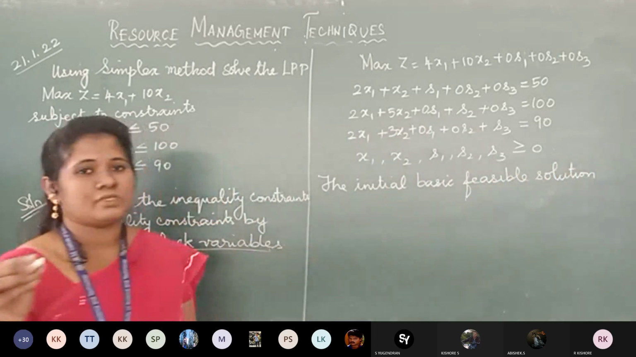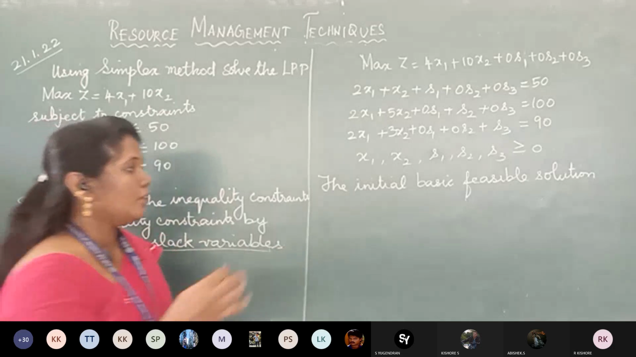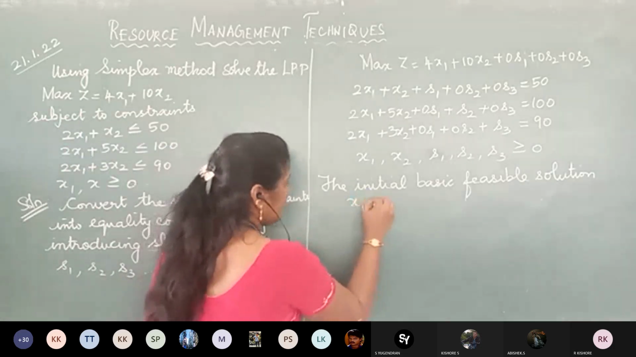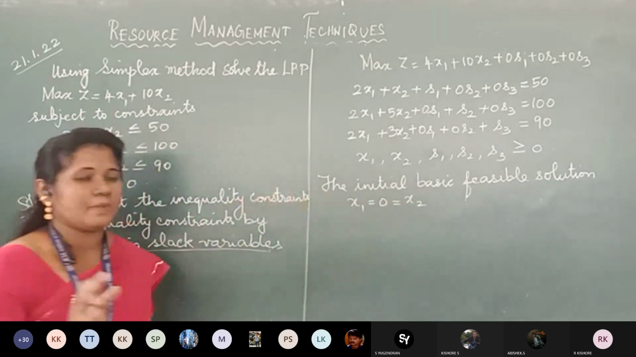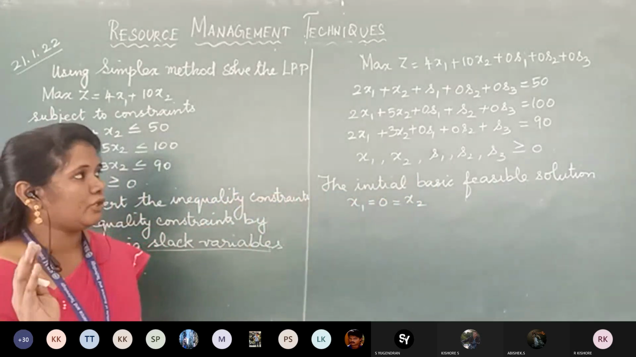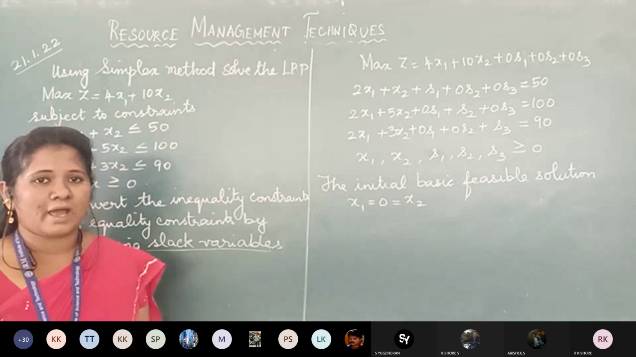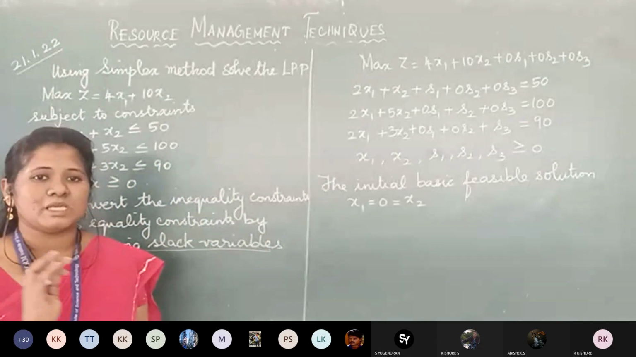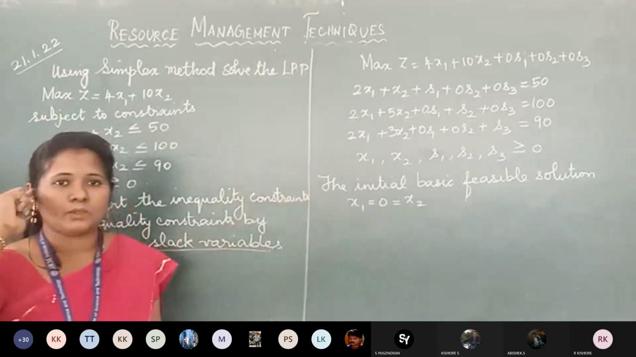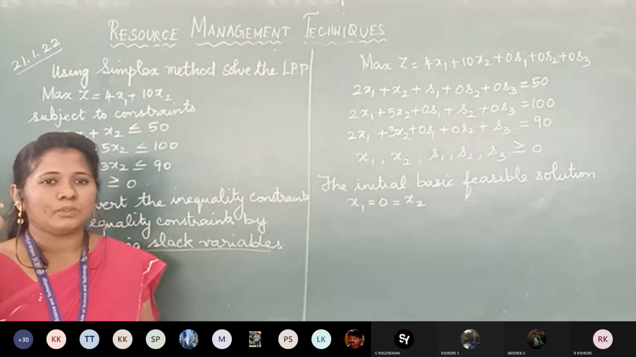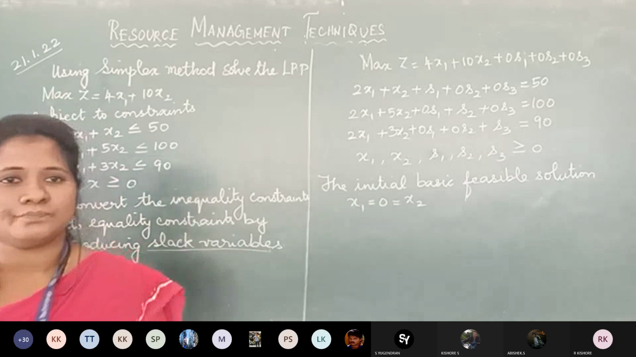In this initial basic feasible solution, you will take your x1 equal to 0, which is equal to x2. Okay, in your initial basic feasible solution, how many ever variables you are having, you will take those variables equal to 0. Okay, you will make it equal to 0.